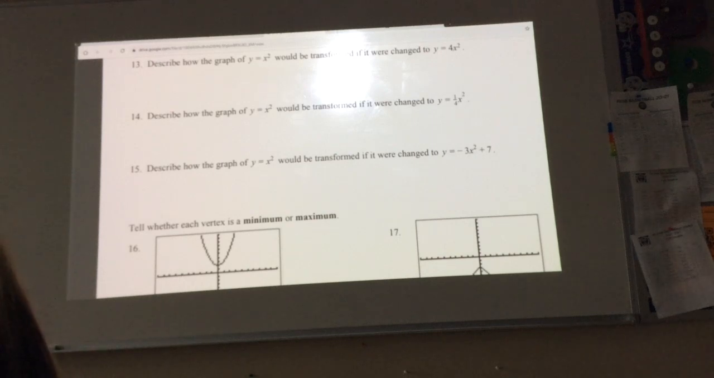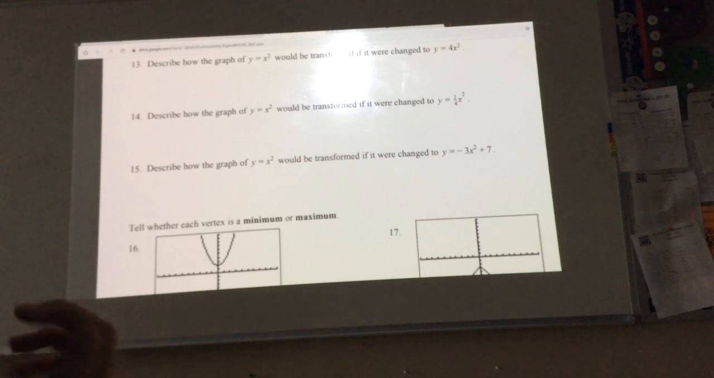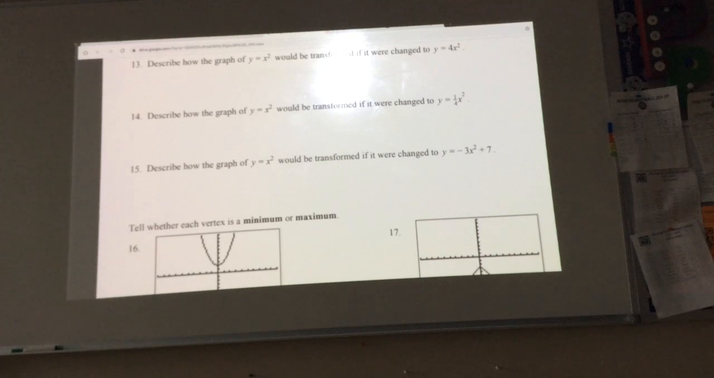So here's how this is going to happen. If you want to add this to your notes, I would write this down somewhere. The bigger the a value, the skinnier the parabola.